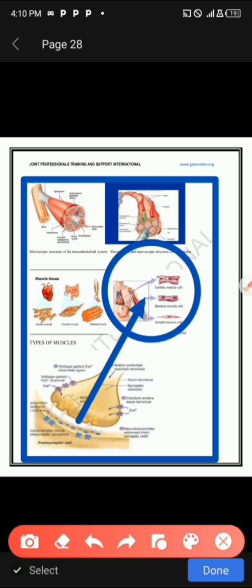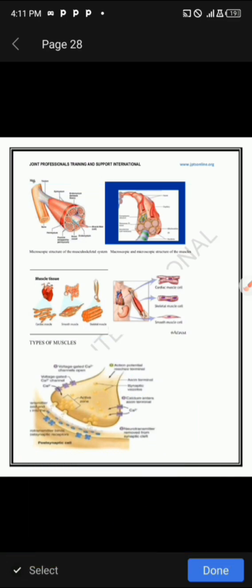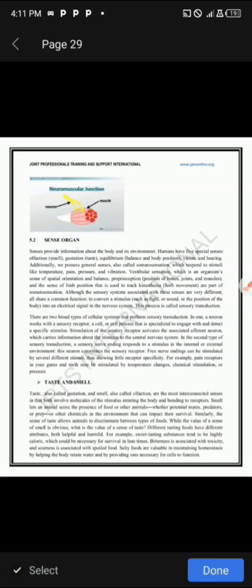See this one, you see types of muscles. You see different types. Look at it diagrammatically. See the one that is called action posterior reaches terminal. Look at this one, atom, and so on and so forth. When you look at it, you see the other one, sense organs.